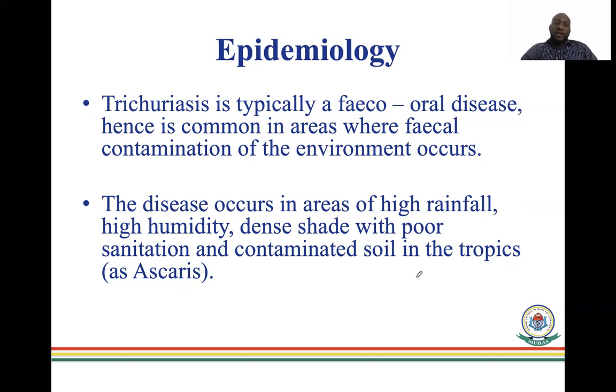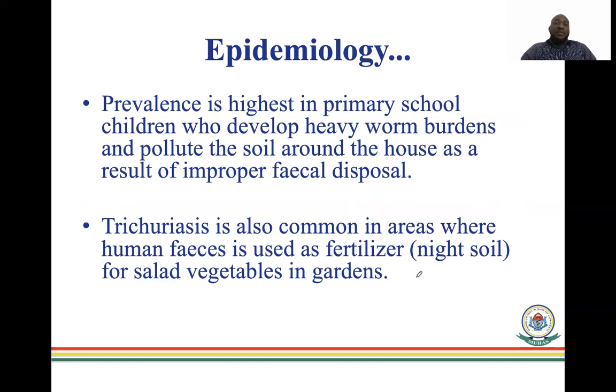And among the geohelminths, there are three, which are called the unholy trinity: ascariasis, the hookworms, and trichuriasis. So these are categorized as geohelminths, which are in the soil. Geo is soil contaminated. And prevalence is high in primary school children who develop heavy worm burdens and pollute the soil around the house as a result of improper fecal disposal.